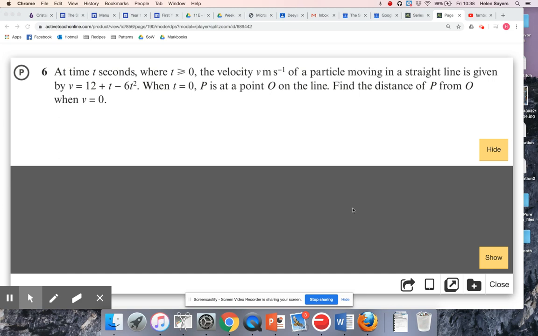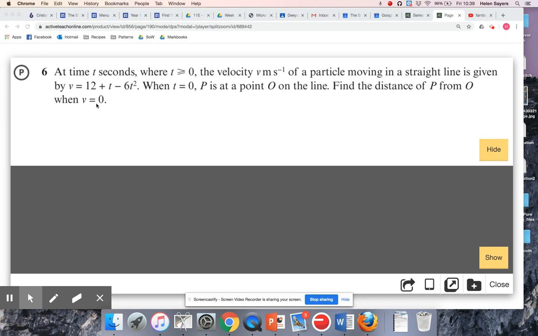Okay, we're doing exercise 11D from the first year mechanics textbook, and we're looking at question 6. So I am given the velocity in terms of time, and then I'm told when t is 0, P is on a point O on the line. So I'll take that to mean the origin, and then I'm asked for the distance from O.